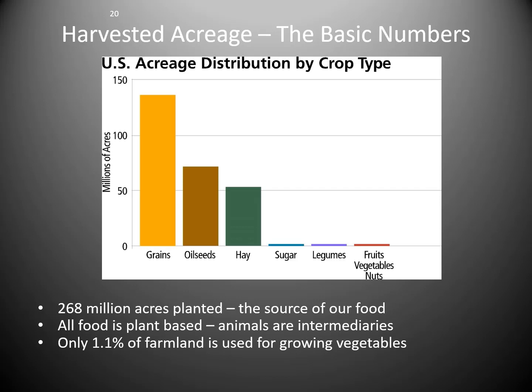The point of the graph is to show you how much acreage is devoted to just 3 different categories: grains, oilseeds, and hay, sort of the cheap commodity crops that are used for animal feed or processed foods. Only 1.1% of our farmland is used for growing vegetables and fruits.